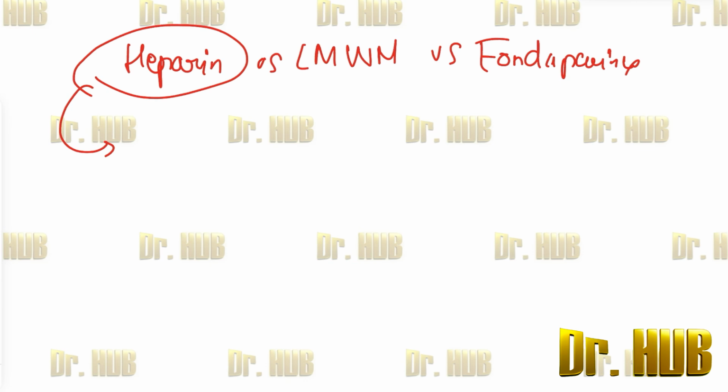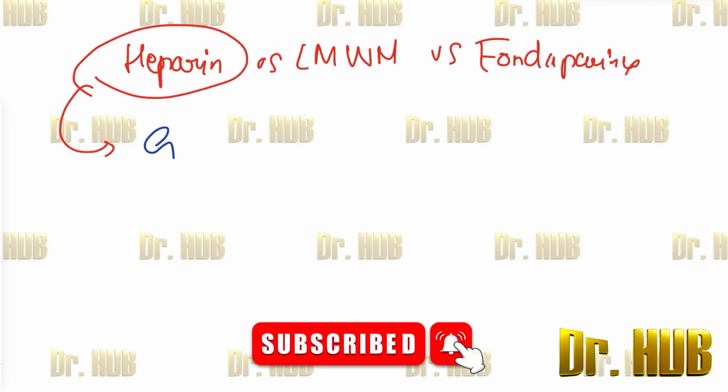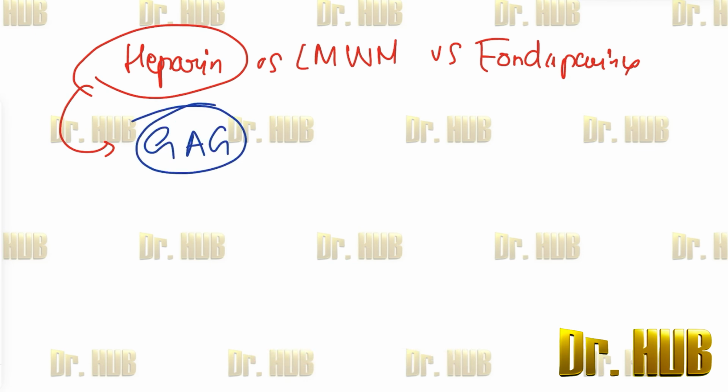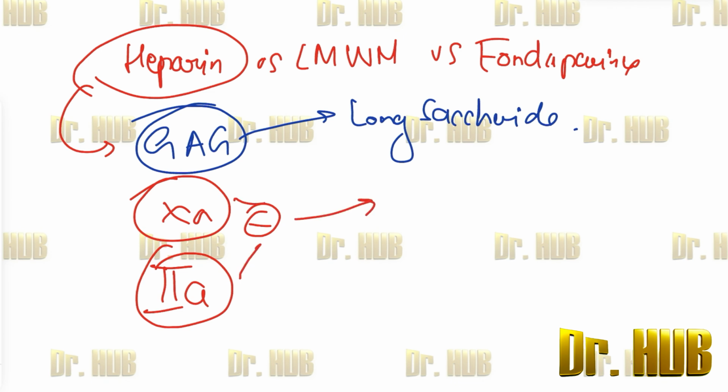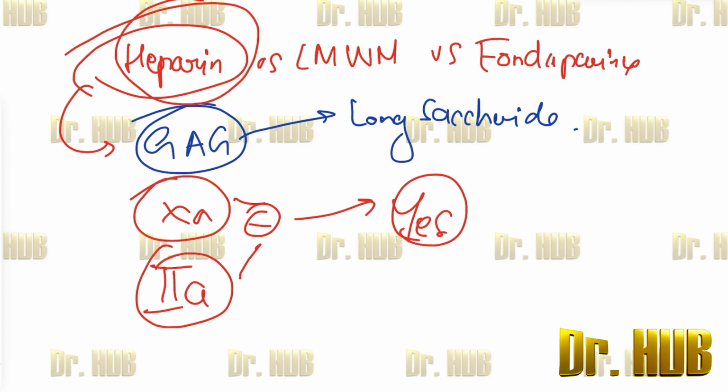In unfractionated heparin, the structure is a glycosaminoglycan. We call it a GAG, and it contains long saccharides. Next, is it a factor 10A inhibitor, as well as a 2A inhibitor? The answer to both is yes, there is inhibition. So all this is about heparin.